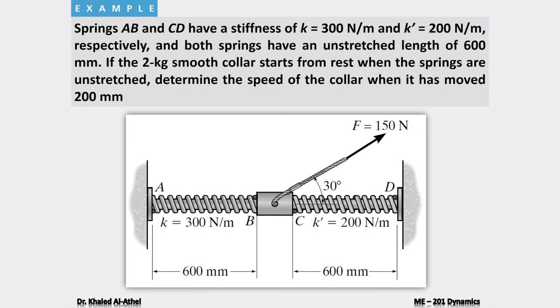So the first thing you want to do here is always draw the free body diagram. And always when you draw the free body diagram, include all the forces regardless of whether they do work or not. So first of all, we have the applied force equal to 150 Newton, and the angle is given as 30 degrees. I have the weight of the collar, a normal force acting on it, and two spring forces.